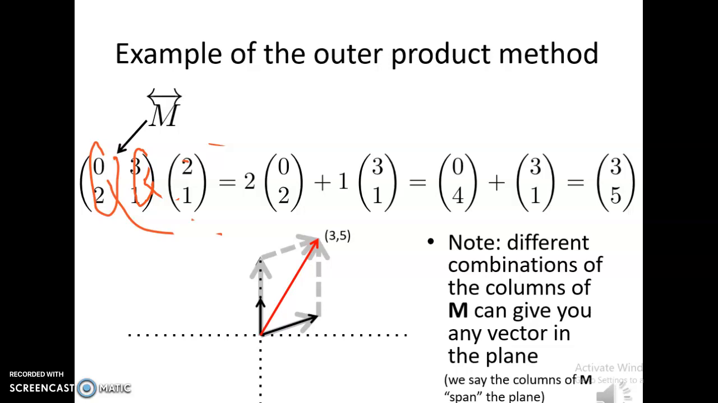Here the columns are 0 2 and 3 1, and 2 1. That's all. So any vector in the plane, such as 3 5, is available. We say the columns of M span the plane.